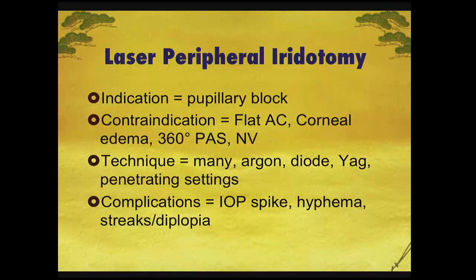Laser iridotomy is a procedure done when you see pupillary block. You don't want to do it in patients that have flat chambers or corneal edema. If there's already 360 degrees of PAS, there's no point in doing it because really you're trying to prevent an acute angle closure attack and you're trying to prevent synechiae from forming. And you shouldn't do it if you see neovascularization. It can be done with a variety of different lasers, and there are many different settings. The complications that are normally seen are a pressure spike, hyphemas, and then postoperatively patients can complain of streaks of light, especially when they're driving at night from headlights.